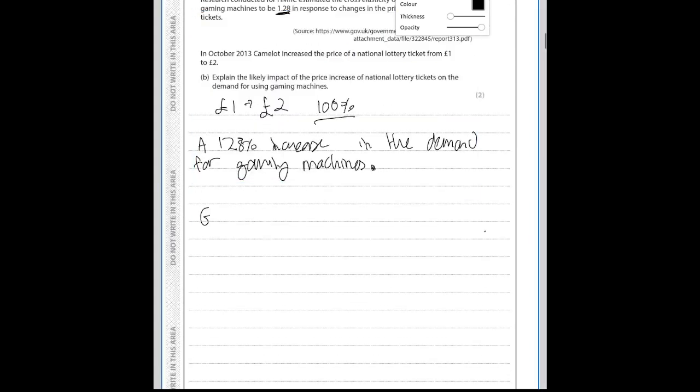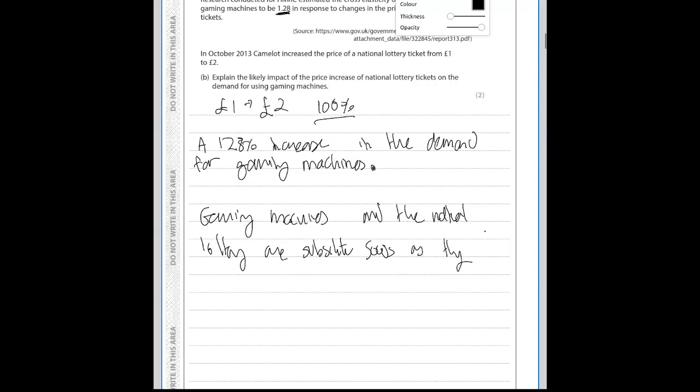I'll say gaming machines and the National Lottery are substitute goods, as they have a positive cross elasticity of demand. And I also want to point out they're also elastic. This relationship is elastic.